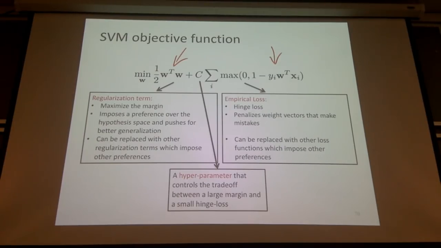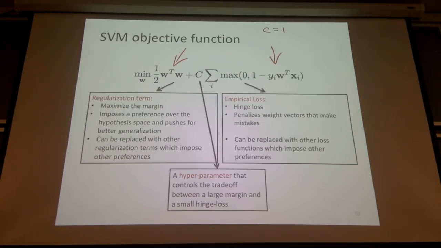No, what would happen is that's just one choice of C. Not having the C is the same as setting C equals 1, which suggests that both these terms are equally important. Now, perhaps that's the right choice for this data set that you have. Perhaps it's not.